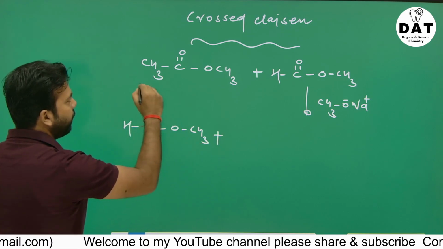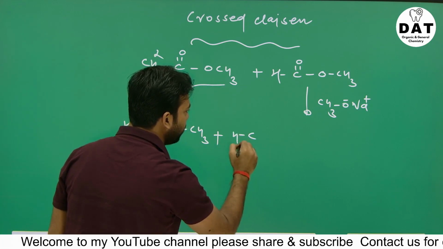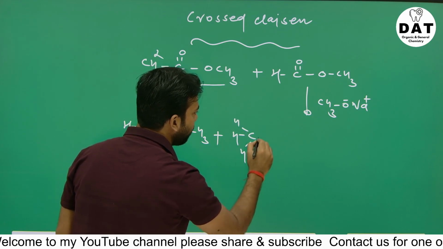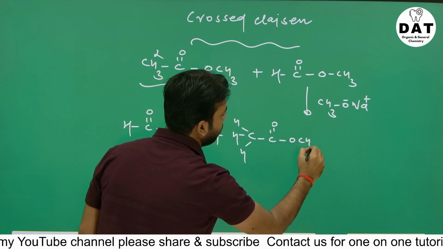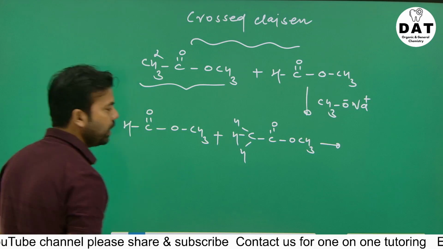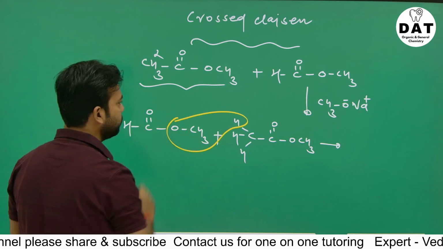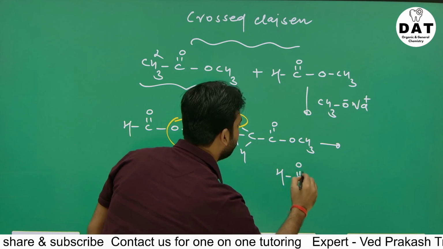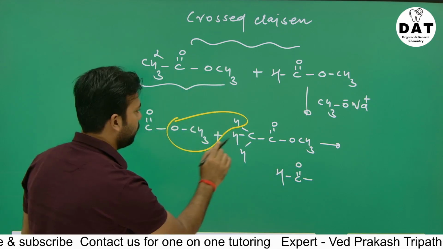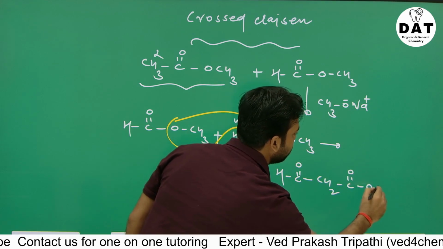This side has alpha H, so we can remove its alpha hydrogen, so we can expand the alpha hydrogen like this. And now remove the alcohol. Alcohol means this OCH3 with this H. So what should be the product? H, C double bond O, and then CH2, and then C double bond OCH3.